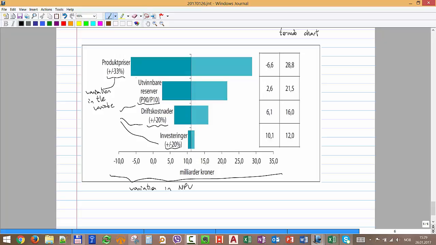So in this chart, if I say I change the capex plus minus 20%, it is just going to give me a very small variation around 10 billion NOK. But if I change, for example, the reserves from the minimum to the maximum that I can have, I get a variation almost from 0, from a very little positive NPV, to 20 billion NOK. And the most important, if I make a variation in the oil price plus minus 30%, I can be negative, which is a very unattractive project, to a very positive project.